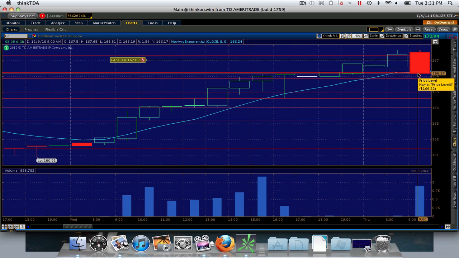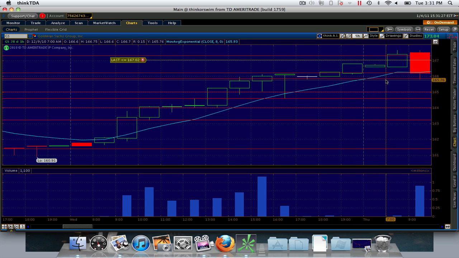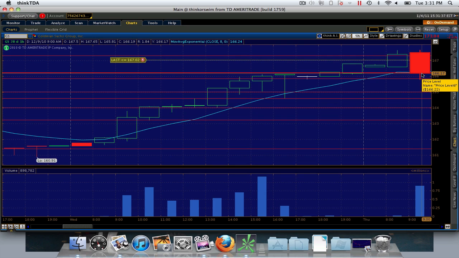But here we held the position into the next day. There's a profit of about $3.90 from the point that we got in to the point that we lost the 8 EMA. So that gets you about $390 of profit for every 100 shares.